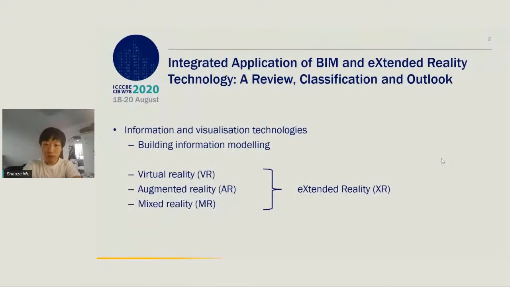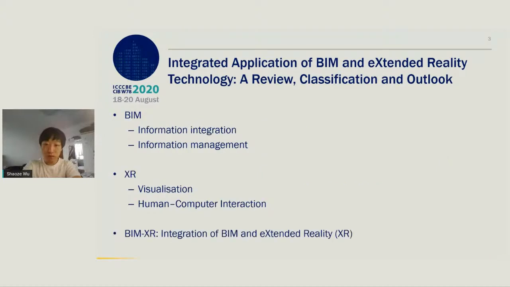Yeah, the architecture, engineering, and construction sector has benefited from the continuous development of innovative information and visualization technologies such as building information modeling, virtual reality, augmented reality, and mixed reality. BIM is used to integrate and manage building information throughout the project lifecycle. Extended reality merges the real world and the virtual world to allow a user to interact with virtual objects through actions. Here, BIM-XR refers to the interaction of BIM and XR.